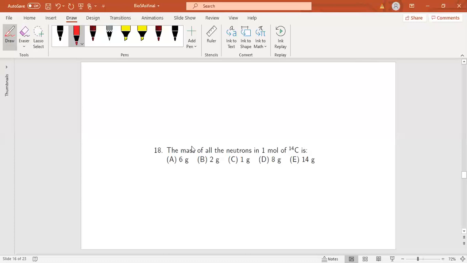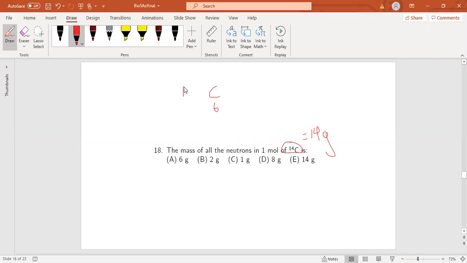So number 18, the mass of all the neutrons in 1 mole of 14 carbon is. So 14 carbon means that the total weight of this isotope of carbon is 14, right? So we gotta make it 14 grams. We know that carbon is defined by protons, right? So it has 6 protons, right?